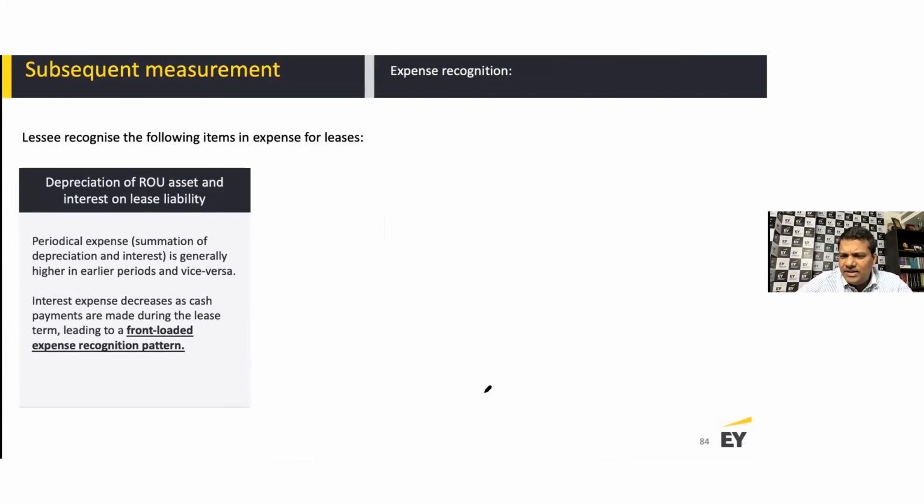That is going to go into my P&L. If I'm the owner of the asset, then I'm going to amortize it over the useful life. If I'm not going to be the owner, then I'm going to amortize it over the shorter of the useful life or the lease term, right? And then I'm going to unwind the interest rate, right? Unwind the discount, which is parked as part of my lease liability. So every year that interest cost is going to get charged. So essentially, interest expense decreases as cash payments are made during the lease term, leading to a front loading of expense recognition pattern.